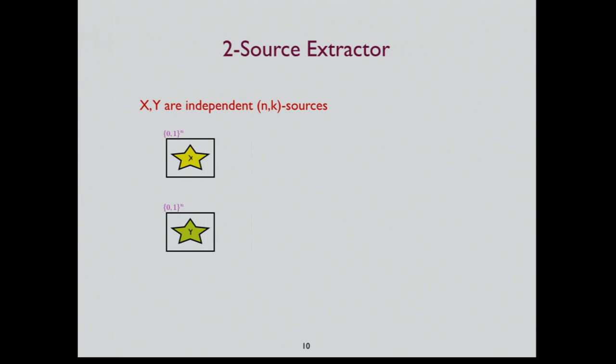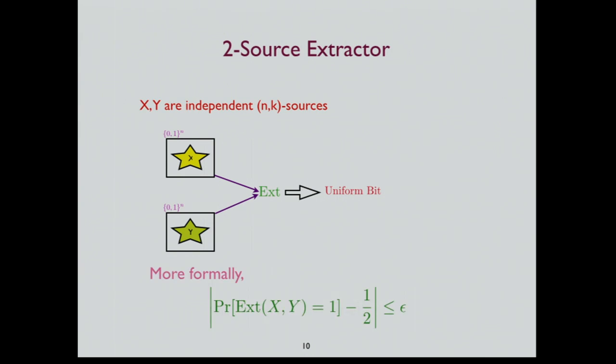Okay, so the focus is a two-source extractor. So here we have two independent weakly random sources, two (n, k) sources. And we want one deterministic function that will output a uniformly random bit. Really, we would want more than one bit, but let's just focus on one bit for now. So in particular, we want the probability that the extractor equals 1 to be very close to 1/2.